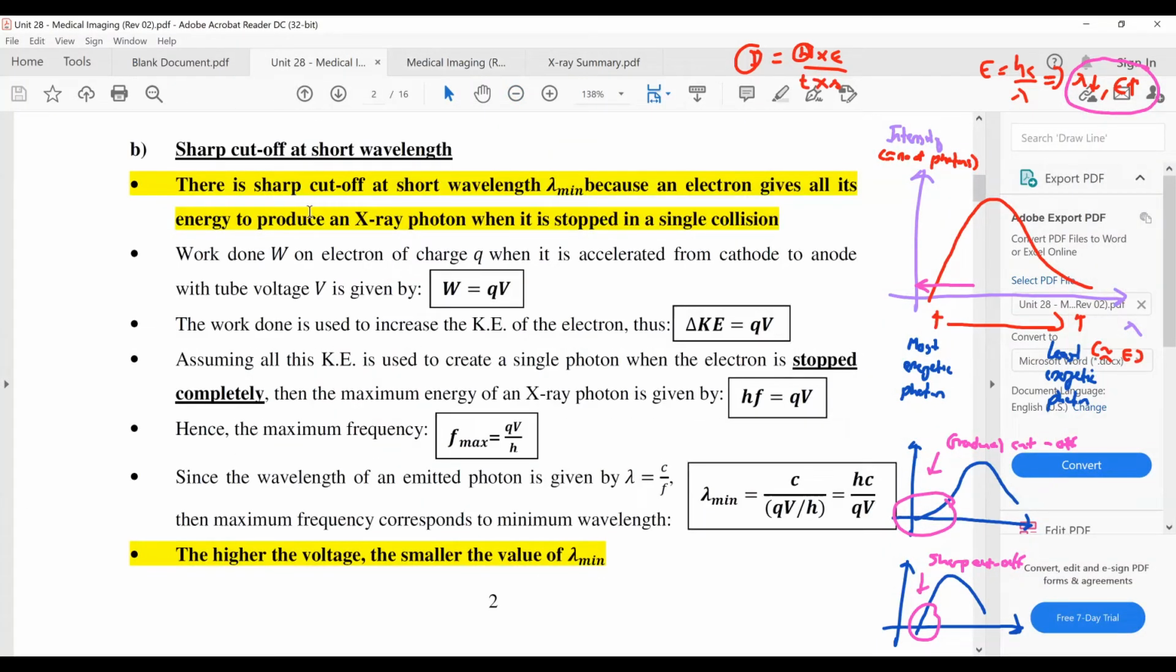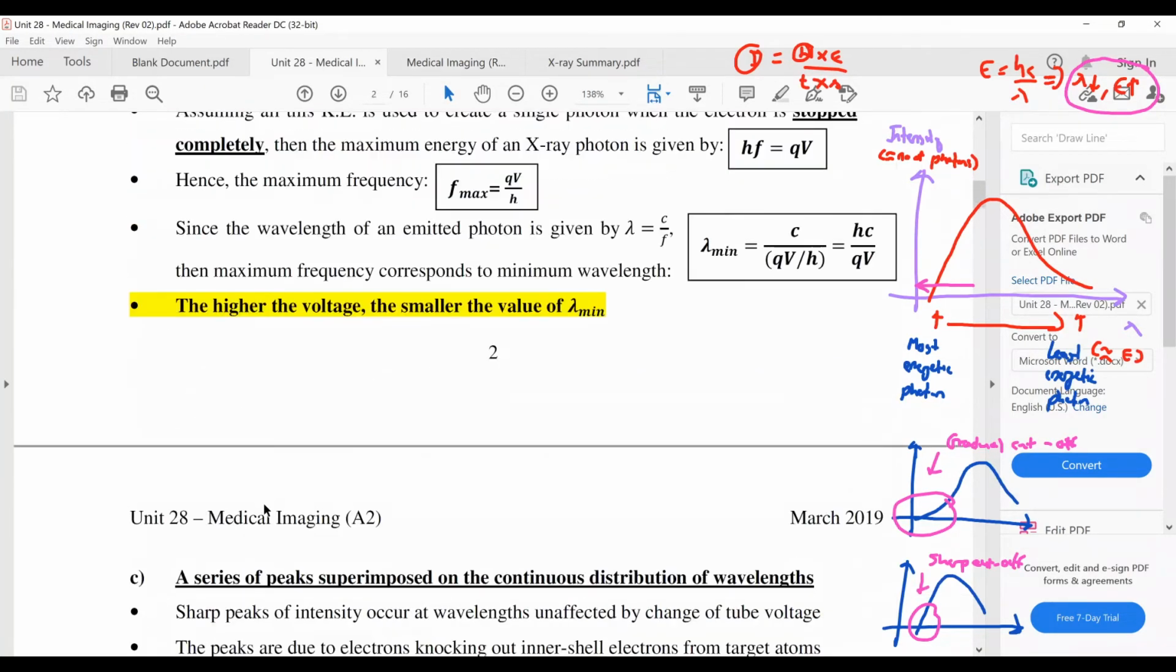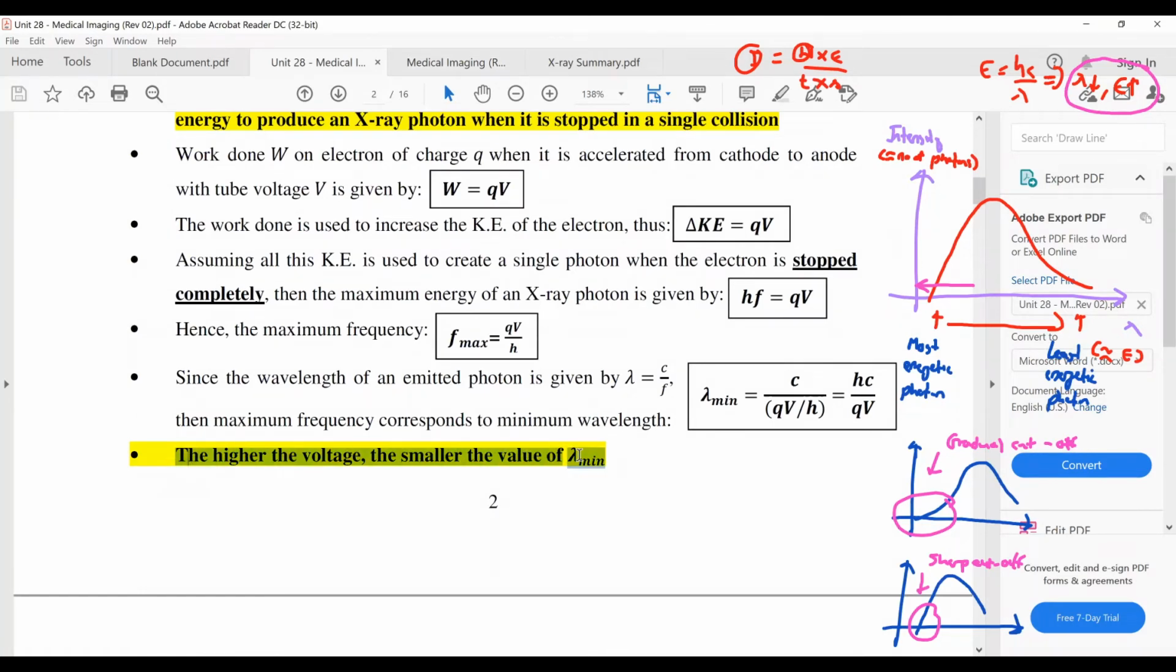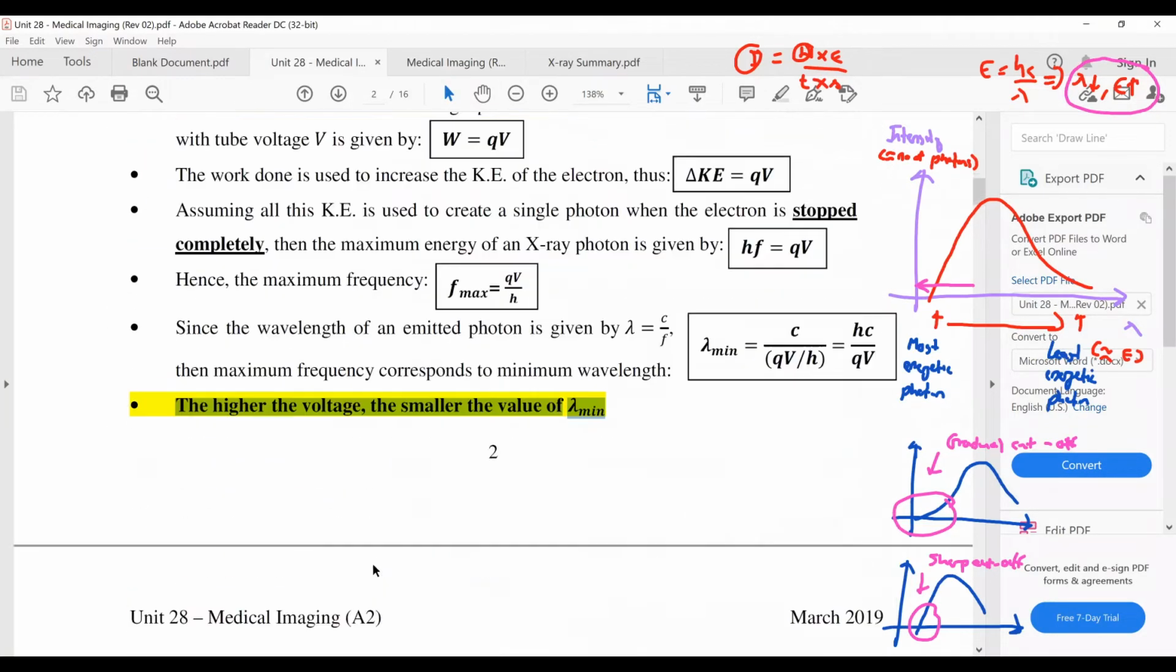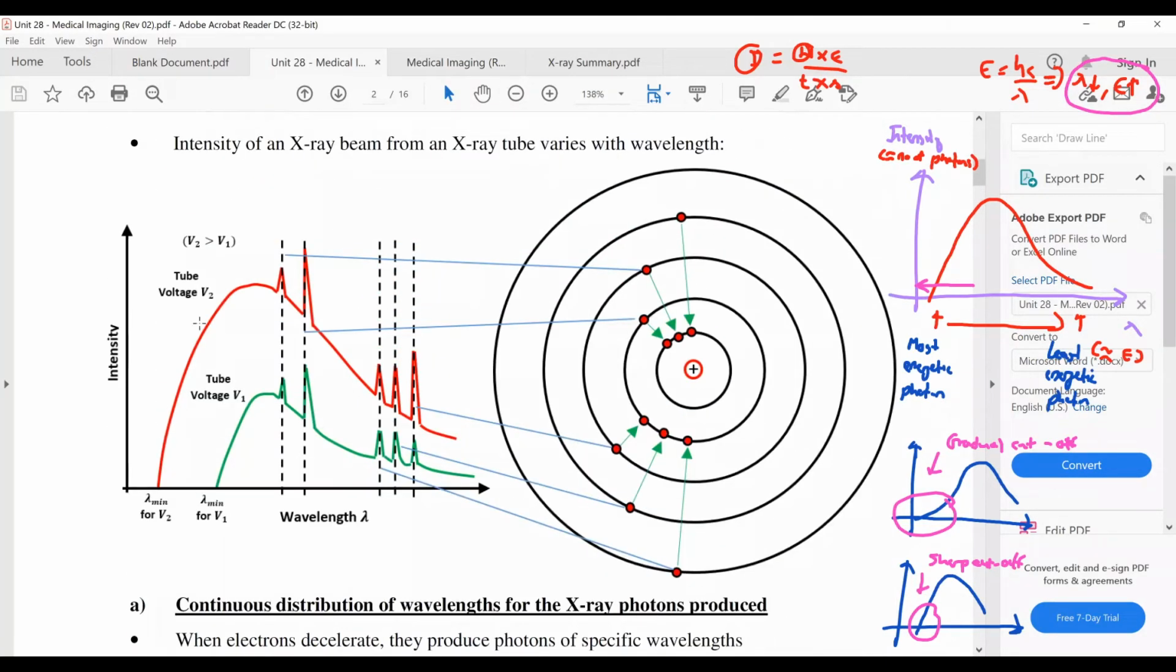Then if you look a bit further down, before we go to that, this one here tells you the smaller your voltage, the smaller the value of lambda min, the smaller the value of your wavelength. Now, if you look back at your graph here, there are actually two different graphs, right? The red colored graph and the green colored graph. Now, your green colored graph is for a specific tube voltage that you use. You still get that same general shape, which is like this, okay? What happens when you use a higher tube voltage at V2?